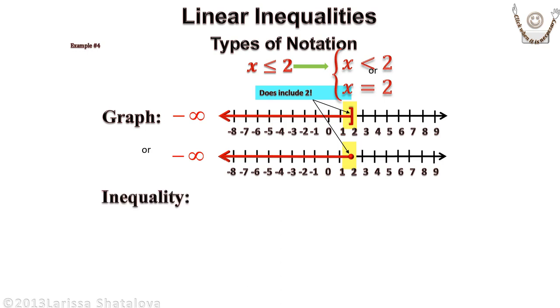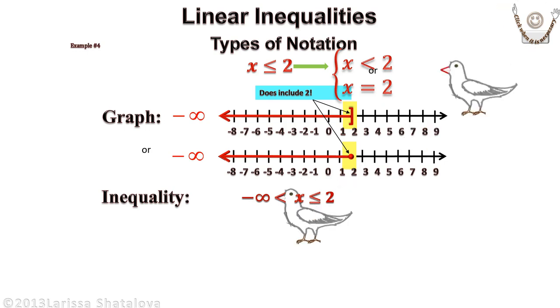Inequality. X is changing from negative infinity, as you see, to positive 2, and we have to include positive 2. This is why we have to show x is less than or equal to positive 2. From the smallest to the largest. And our bird can help us to read. So x is, we always have to start from the x. X is greater than negative infinity, and x is less than or equal to positive 2.